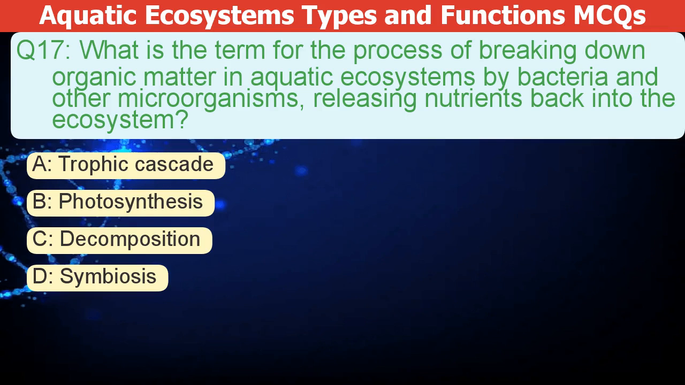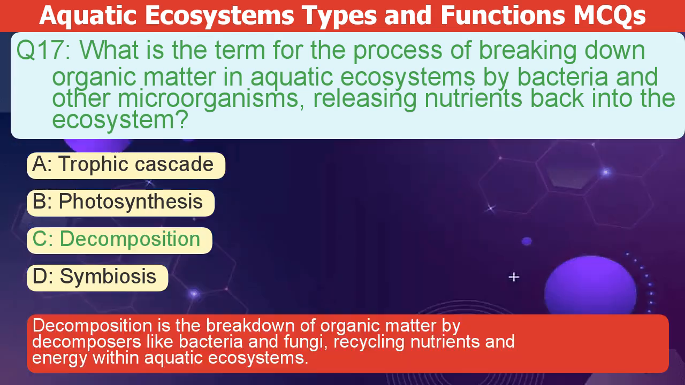What is the term for the process of breaking down organic matter in aquatic ecosystems by bacteria and other microorganisms, releasing nutrients back into the ecosystem? A. Trophic cascade. B. Photosynthesis. C. Decomposition. D. Symbiosis. The correct answer is C. Decomposition is the breakdown of organic matter by decomposers like bacteria and fungi, recycling nutrients and energy within aquatic ecosystems.